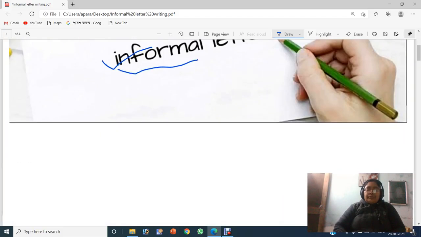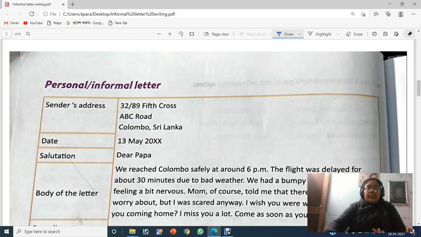Now coming down, just see there. This is the part which is taken from your book. You all have got this part in your book. The format of writing an informal or a personal letter. Now, just see on the top left hand side, what do you have? Sender's address. When you are the writer of the letter, you all are the senders. So on the top, we will be writing your own address.